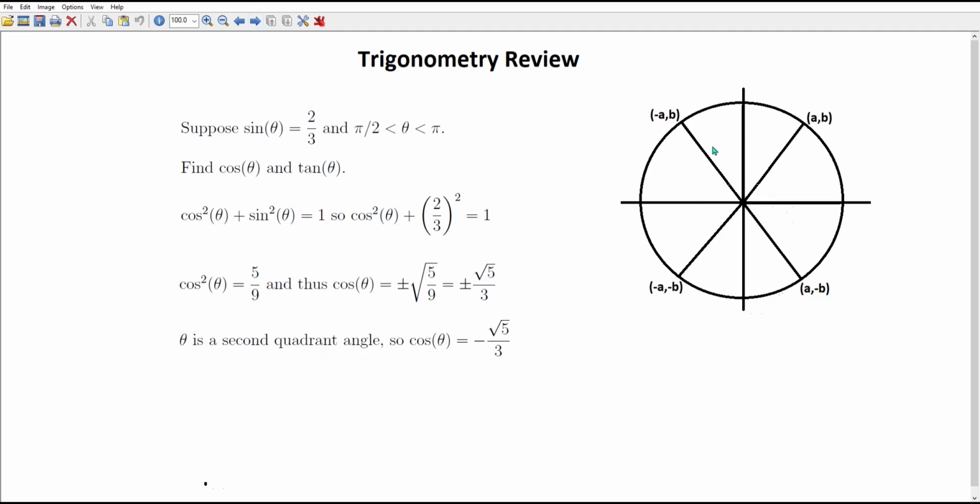Now, we're in the second quadrant. We look up here, first coordinate, which is cosine, is negative, so that means that our cosine is minus the square root of 5 over 3. And the tangent is just going to be the sine over the cosine, which is 2/3 divided by minus the square root of 5 over 3, which is minus 2 over the square root of 5.